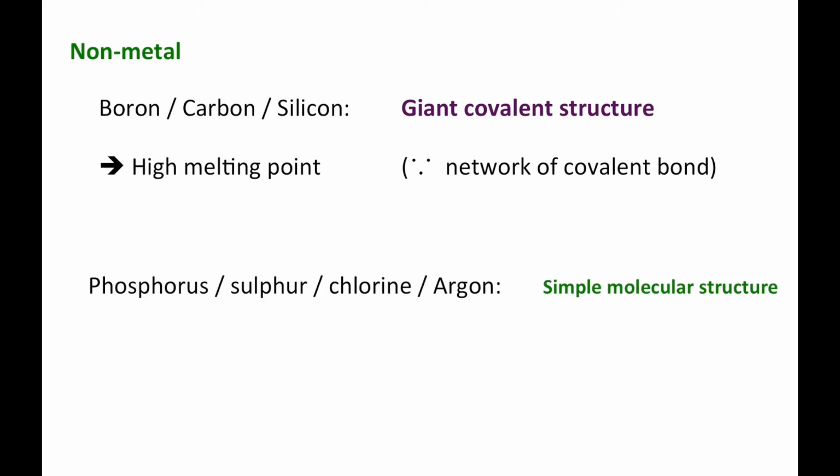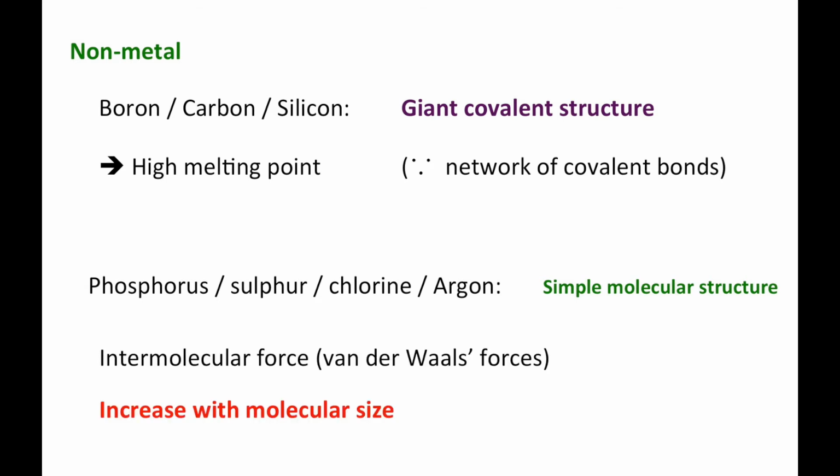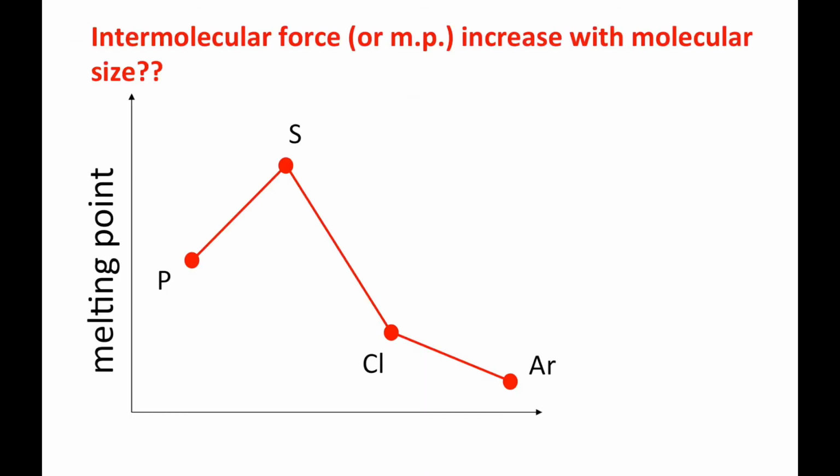How about the other elements? For example, phosphorus, sulfur, chlorine, and argon. They have simple molecular structures, so there are only weak van der Waals forces between them. And how can we compare or predict their melting points? One very important sentence is that the intermolecular force strength increases with the molecular size. And here we have the data from scientists. Sulfur has the highest melting point and argon has the lowest.